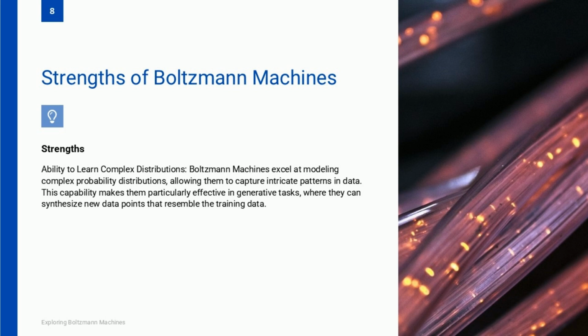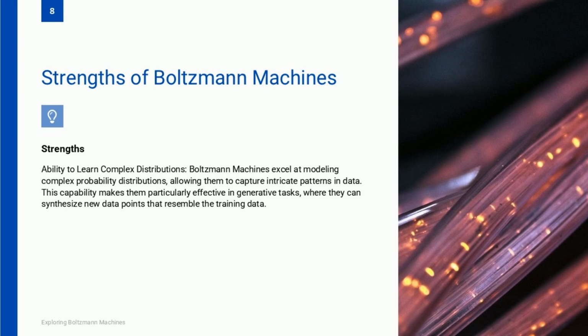Their flexible architecture also makes them adaptable to various applications. Because they are built on an energy-based model, they can be fine-tuned to work with different types of data, from images and text to recommendation systems. This is why restricted Boltzmann machines, RBMs, became so popular in deep learning. By simplifying connections, RBMs made training more efficient while preserving the power of Boltzmann machines for learning deep representations.